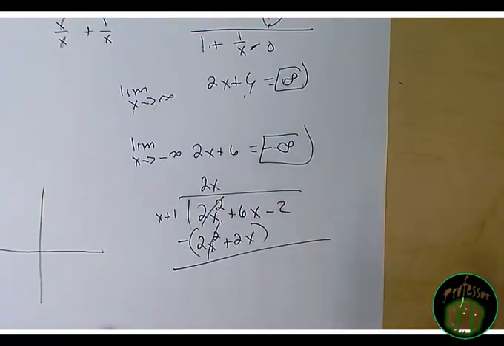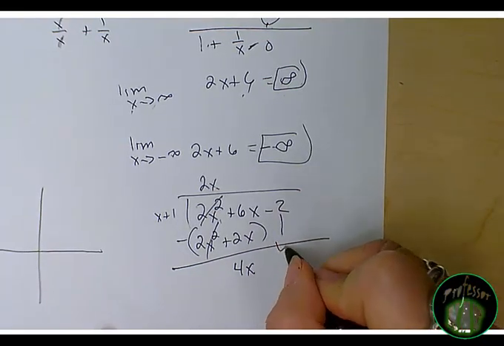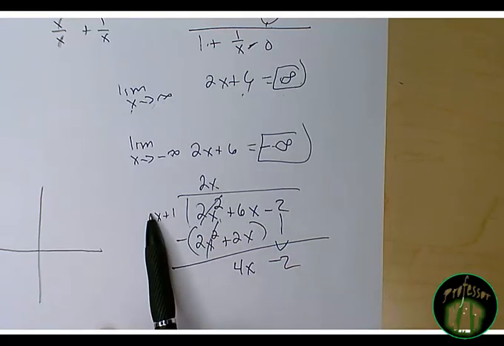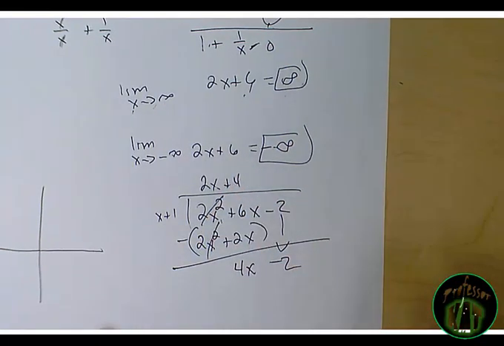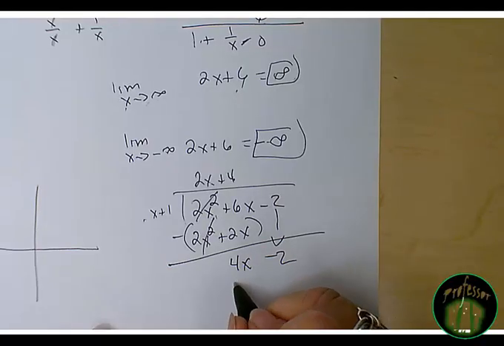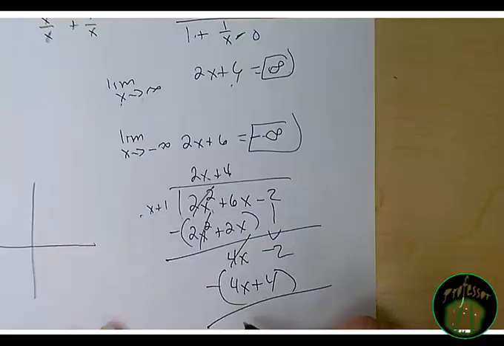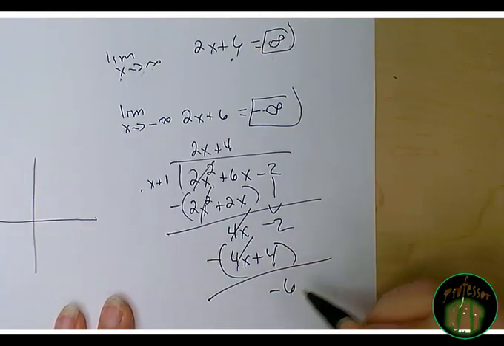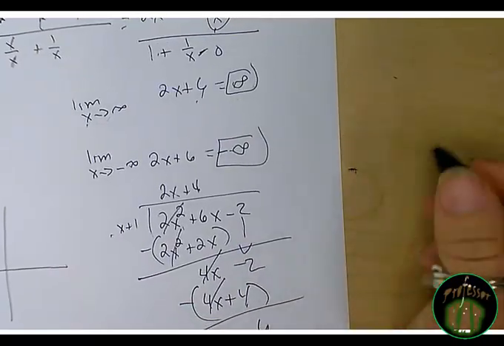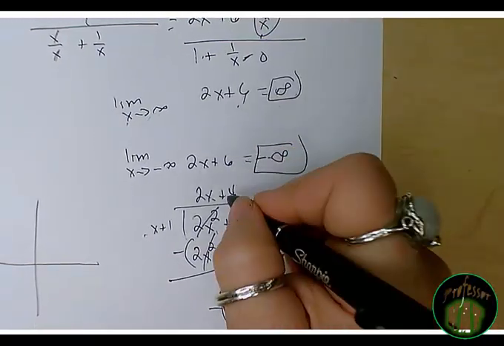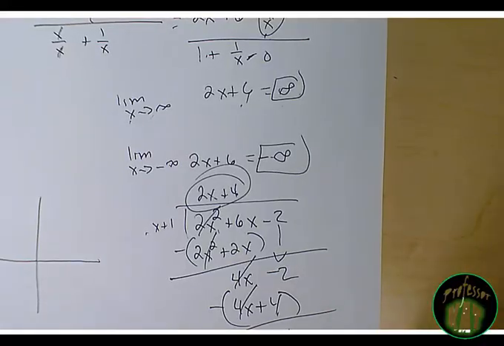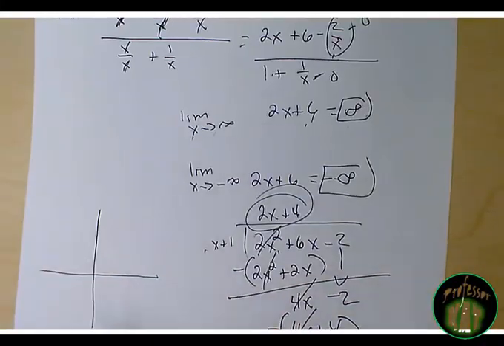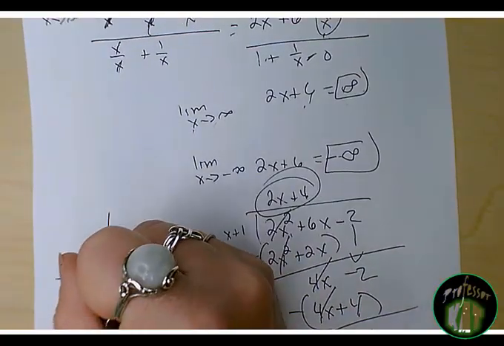Otherwise, 2x squared minus 2x squared cancels. 6x minus 2x is 4x, and drop down that minus 2. x goes into 4x 4 times. If we multiply 4 times our divisor, we get 4x plus 4. When we subtract that away, 4x minus 4x goes away. Negative 2 minus 4 gives us negative 6. So our remainder is negative 6. We don't need to focus on the remainder. This 2x plus 4 represents our slant asymptote for our function.